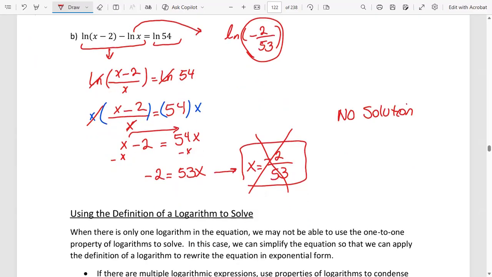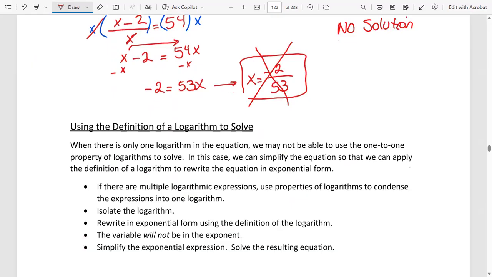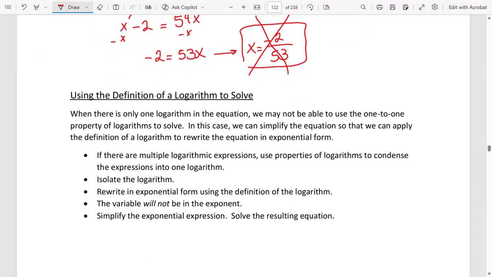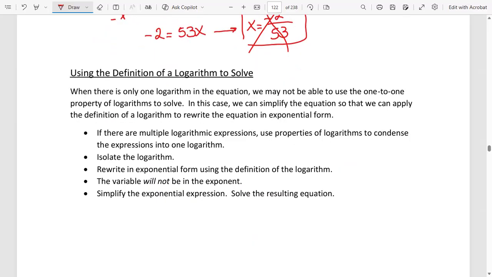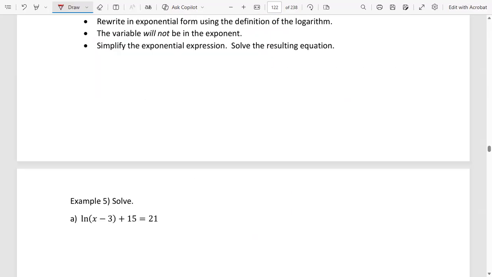For some logarithmic equations, we may need to use the definition of log, meaning converting the log to exponential form. When do we do that? When we have only one log on one side of the equation and the other side doesn't have any log. Okay, let's look at this example.